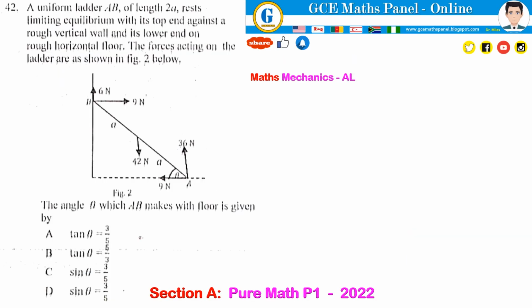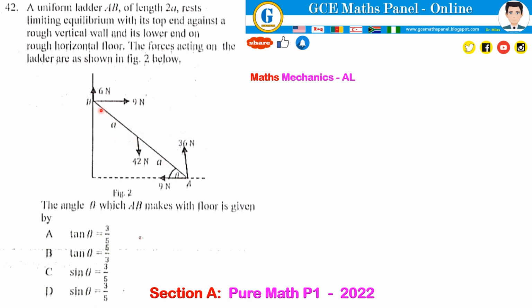Question 42. A uniform ladder AB of length 2A rests in limiting equilibrium with its top end against a rough vertical wall, as you can see, and its lower end on a rough horizontal floor. The forces acting on the ladder are shown. So all the forces are acting. This is the ladder that is lying on the wall.